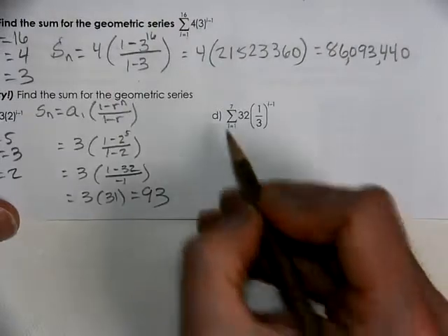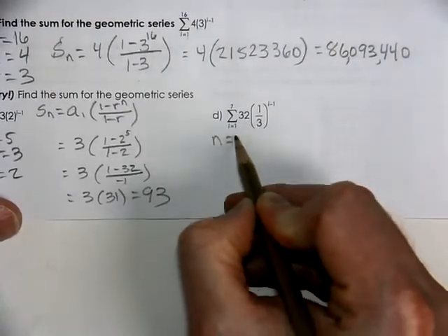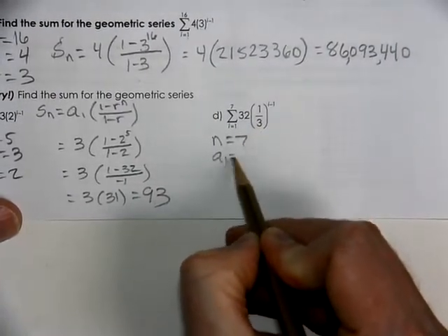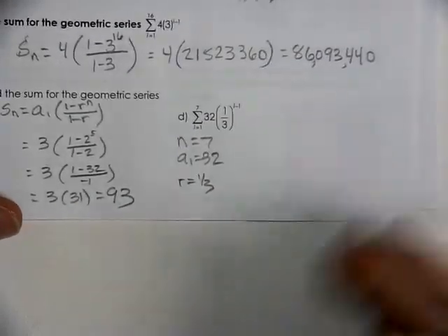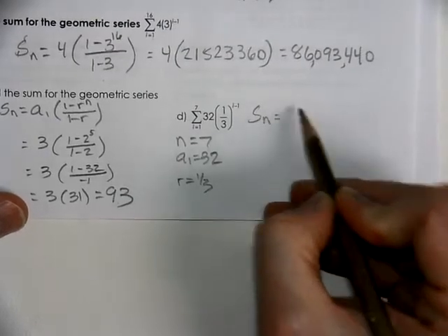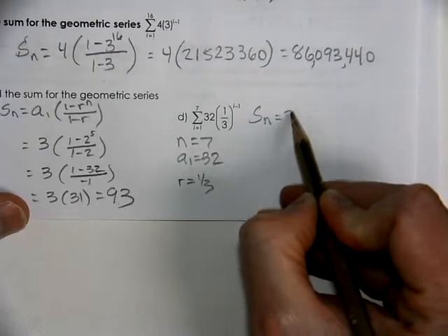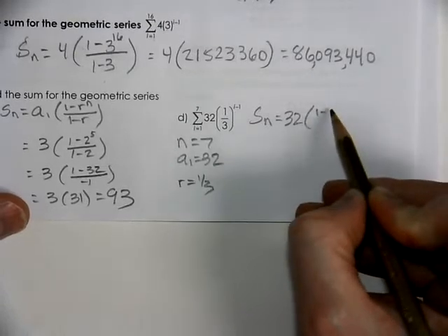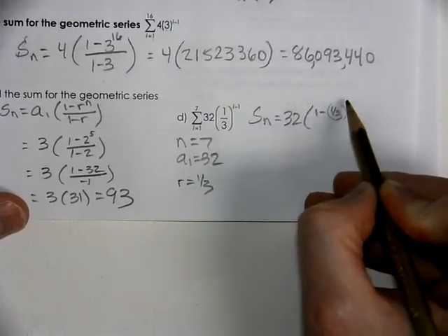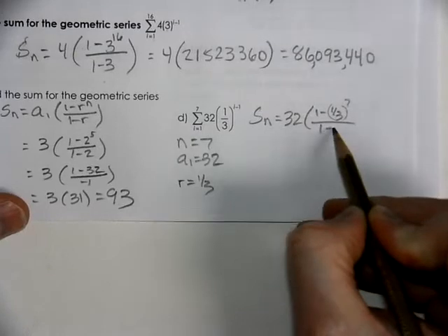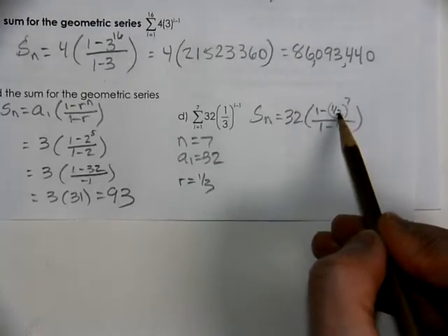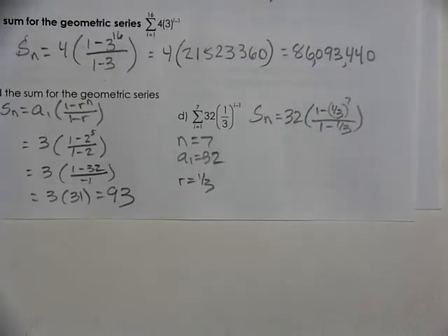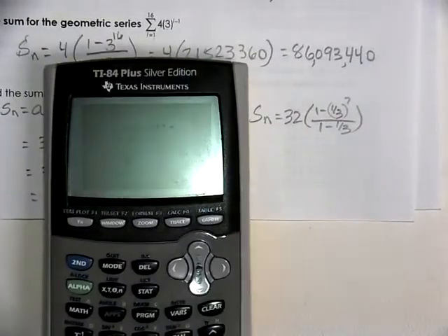And our last example, n equals 7. Our first term is 32. Our ratio is 1/3. So our first term, 32, 1 minus your ratio to the 7th power over 1 minus 1/3. And since we're doing essentially 3 to the 7th power, we would need a calculator. We might as well just use a calculator.